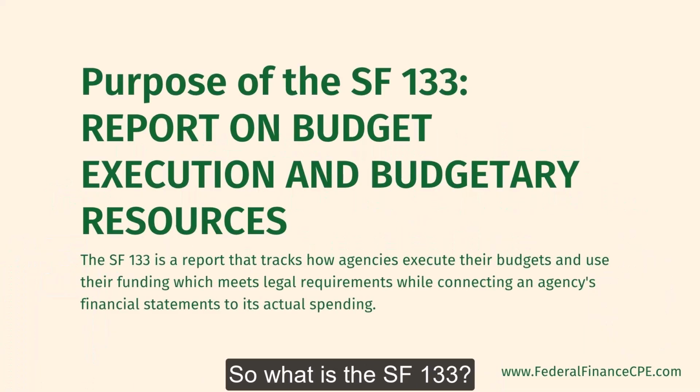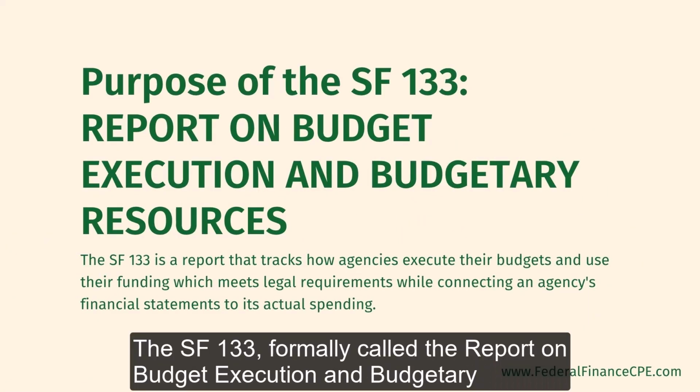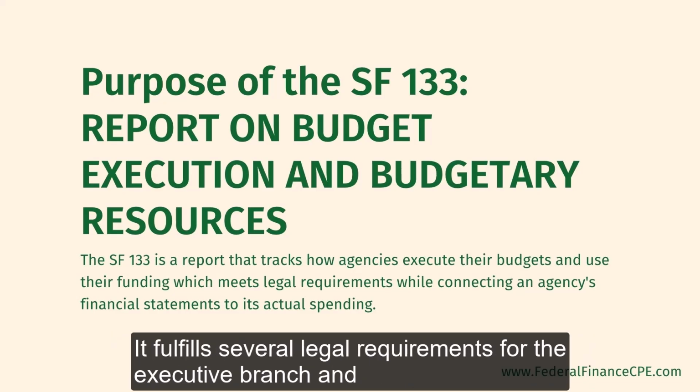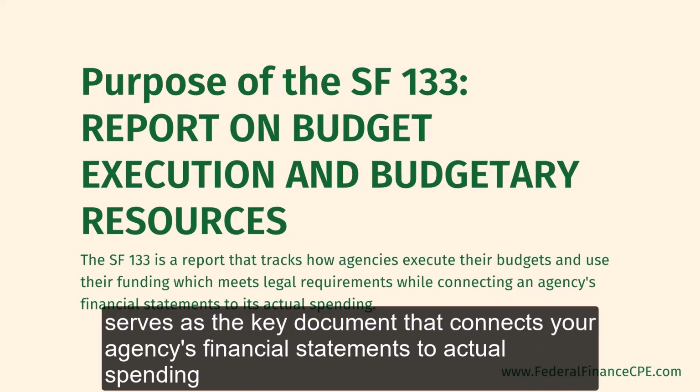So what is the SF-133? The SF-133, formerly called the Report on Budget Execution and Budgetary Resources, tracks how agencies execute their budgets and use their funding. It fulfills several legal requirements for the executive branch and serves as the key document that connects your agency's financial statements to actual spending.